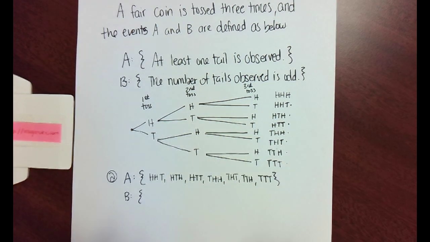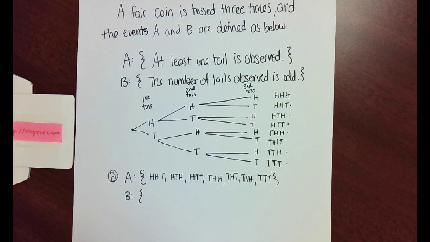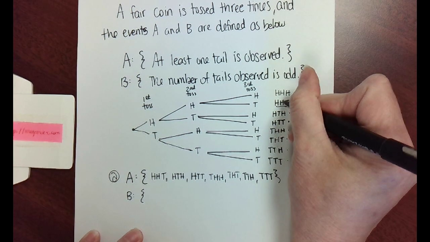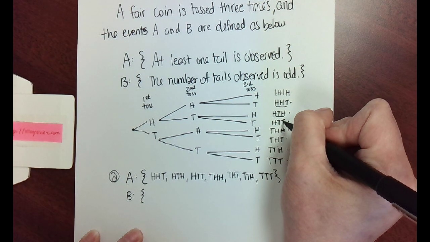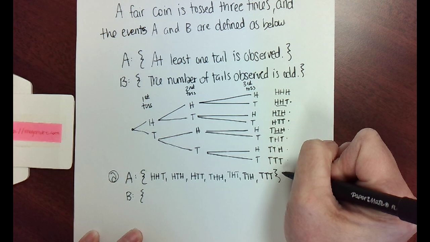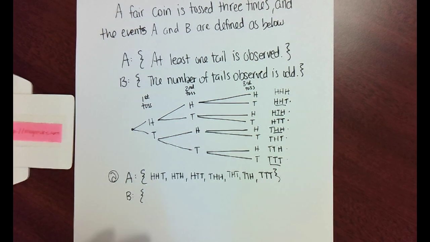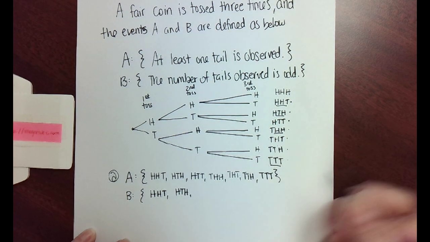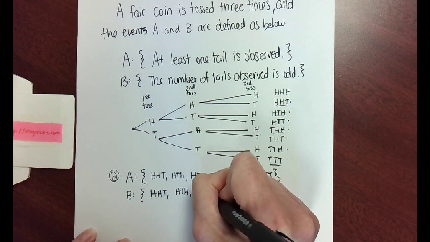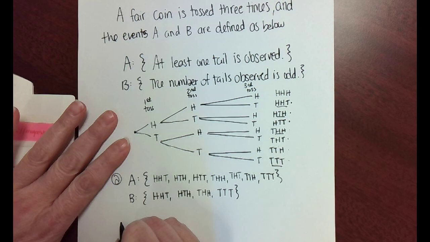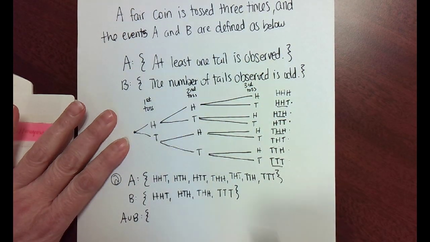Then it asks us to do the sample space for event B. And event B is that the number of tails observed is odd. So that means we have 1 tail, 2 tails is an even number, so that one doesn't count. So we have 1 tail here, that's 2 tails, that's 2 tails, and this is 3 tails, and 3 is also an odd number. So we have HHT, HTH, THH, and TTT.